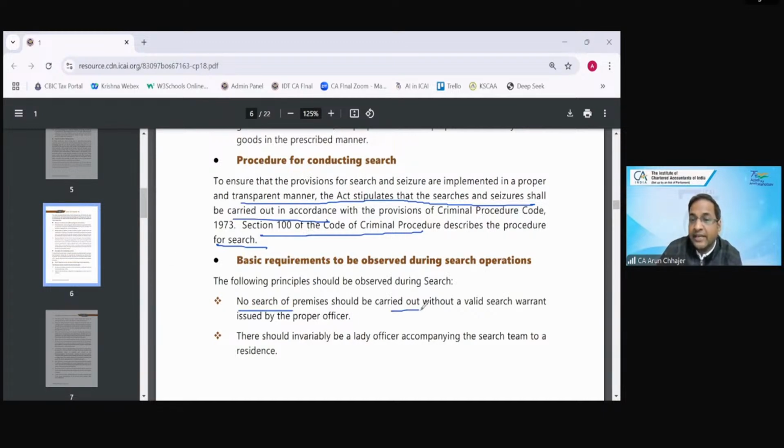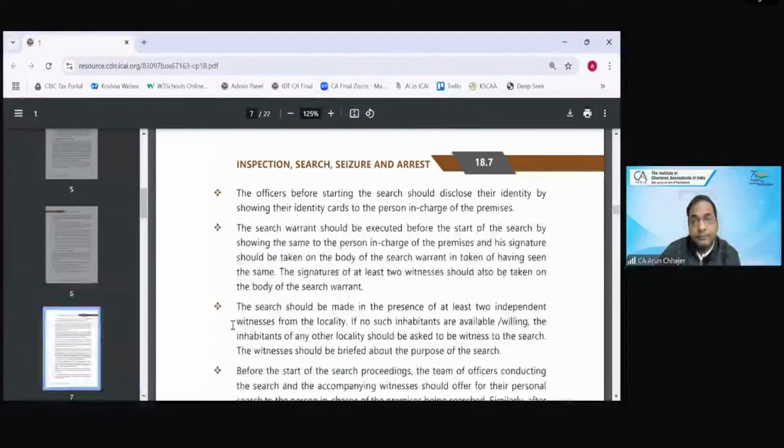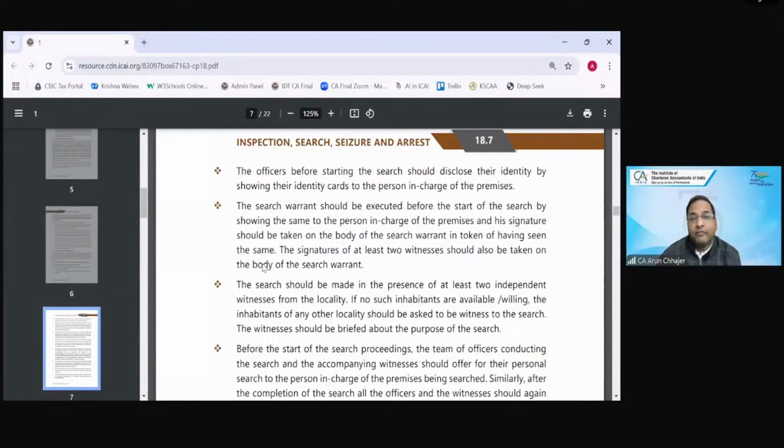ठीक है. Basic requirements to be observed while search operation. No search should be carried out without a valid search warrant. Second, there should invariably be a lady officer to accompany the search team to the residence. अगर कोई residence पे search हो रही है तो it is mandatory to have the lady officer. The officer, before starting the search, should disclose their identity by showing the identity card.